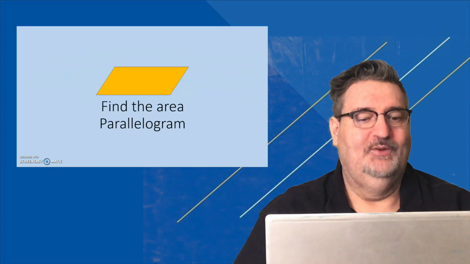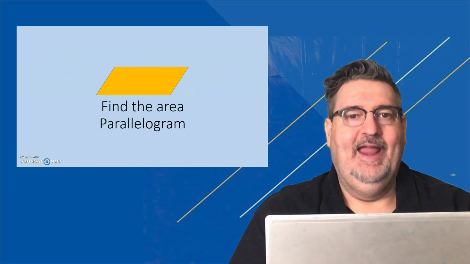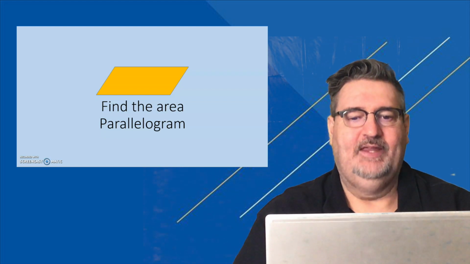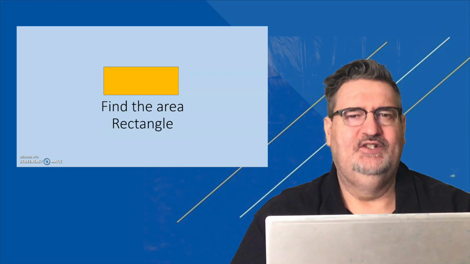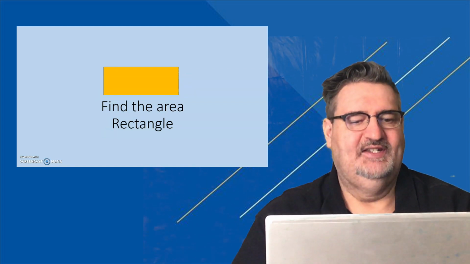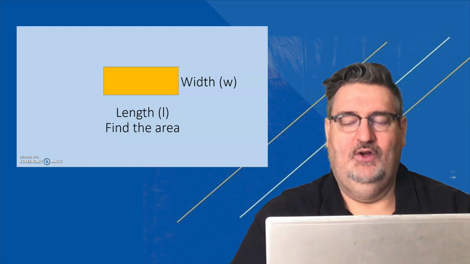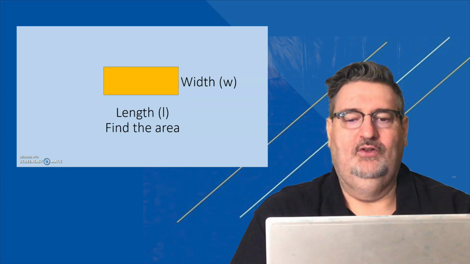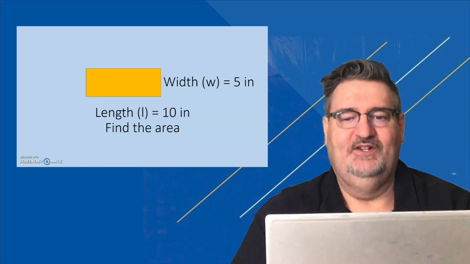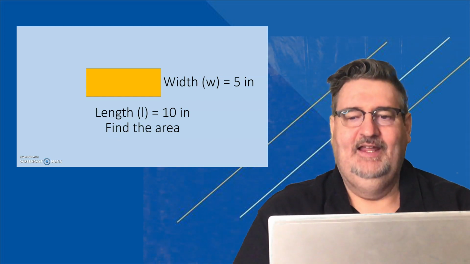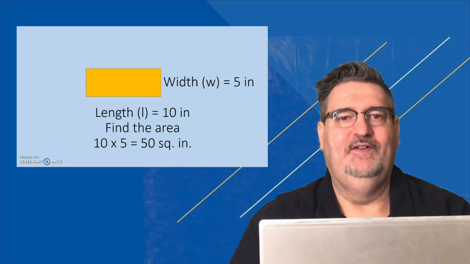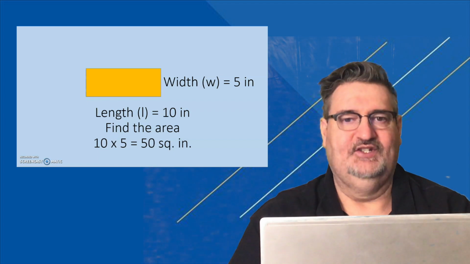The first thing we're going to look at is parallelograms. It looks like it could be kind of complicated, but if you remember that we can turn this into a rectangle, then it becomes a lot easier to solve. For the area of a rectangle, we need to know the length and the width. For practice, if the length is 10 and the width is 5, we multiply 10 times 5 and we get 50. I'll call it square inches since it's just practice.